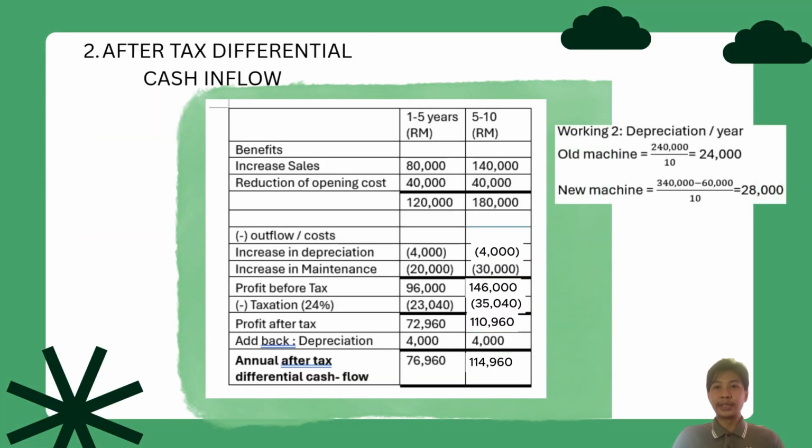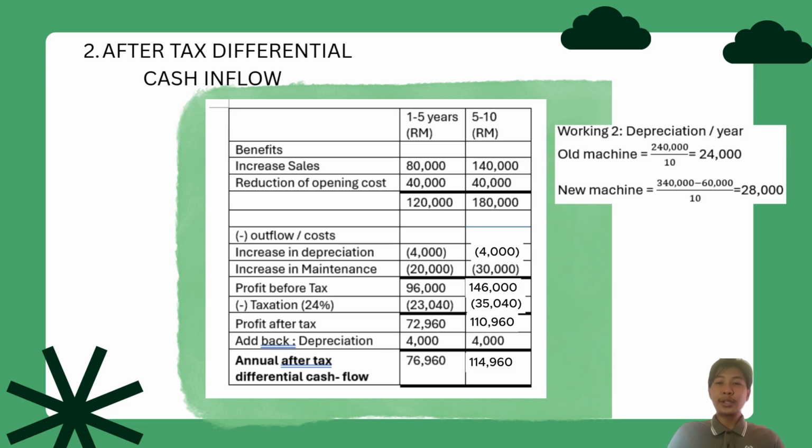This slide shows the after-tax differential cash inflow for the project. For year 1 to 5, sales increased by 80,000 ringgit and operational costs are reduced by 40,000 ringgit, giving total benefit of 120,000 ringgit. For years 5 to 10, total benefit increases to RM180,000.